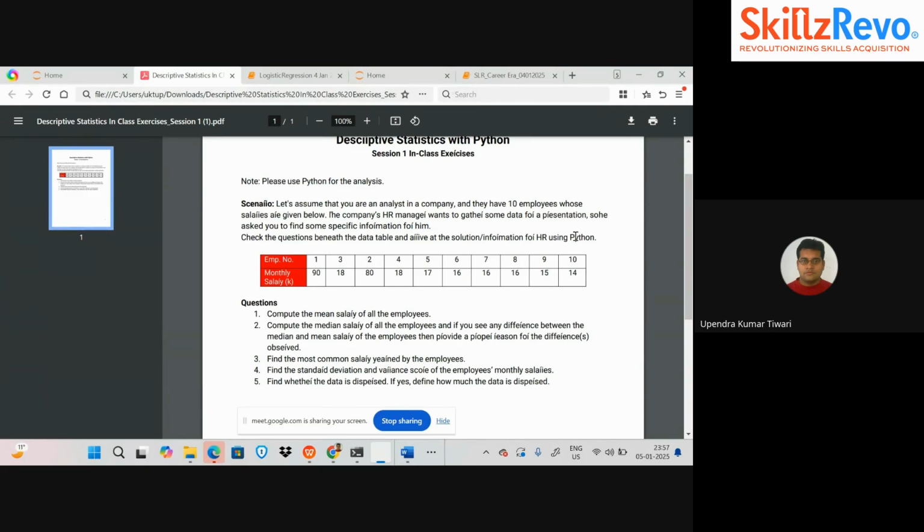So this solution will be using Python, and meanwhile we'll be doing some statistical calculation too. So I hope this problem statement is clear to everyone. For this data, basically the employee number and the monthly salary have been given. So we'll be doing the descriptive statistics for the problem given, and we'll try to conclude.